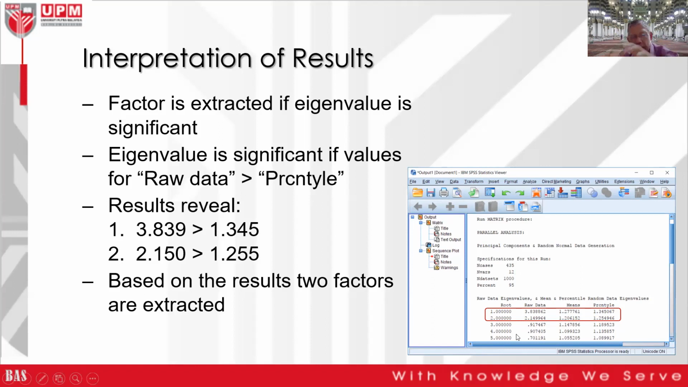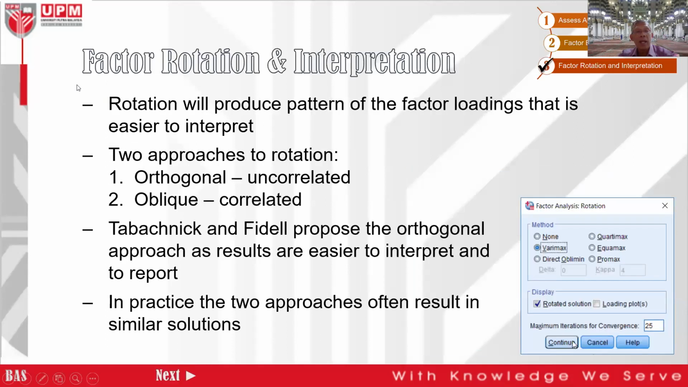So the criterion is that the raw eigenvalue under the column for raw data must be bigger than the percentile column. If the value for the raw data is bigger than the percentile, then that factor will be extracted. That is what we intend to do afterward in the second session. And next will be factor rotation and interpretation.